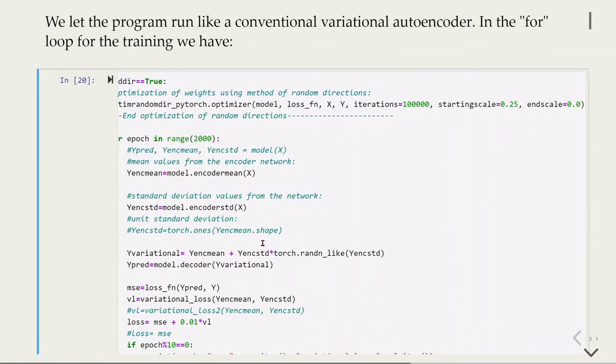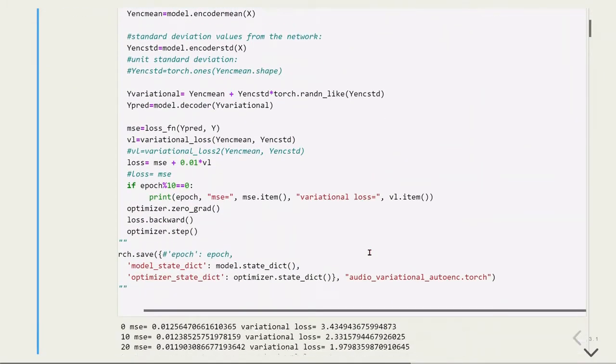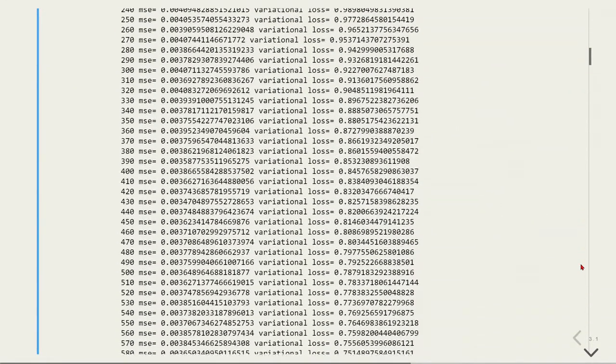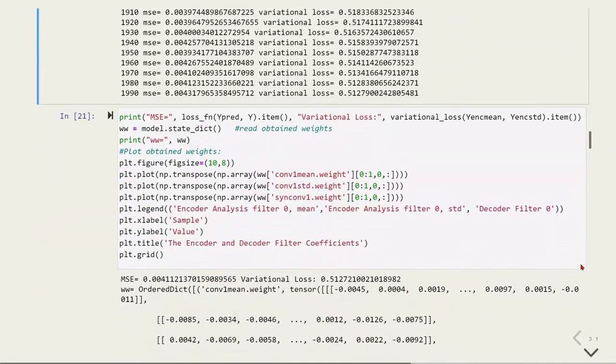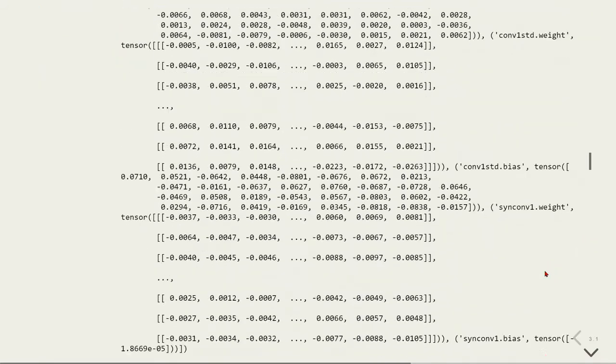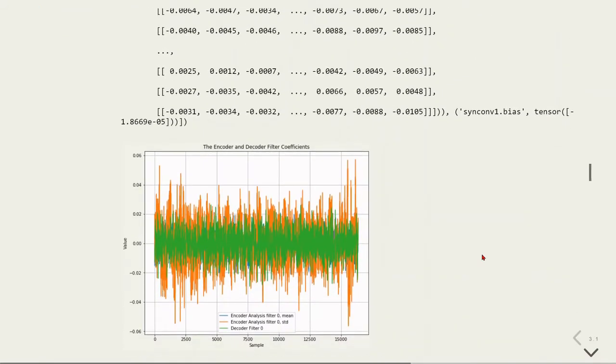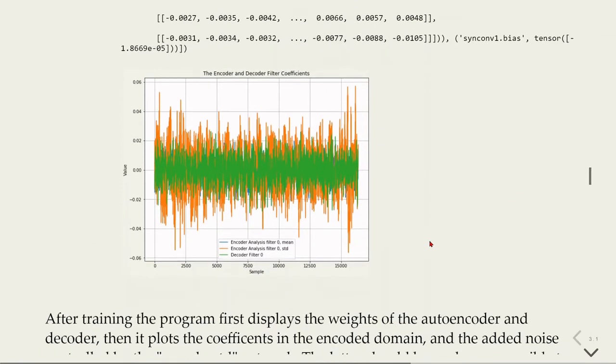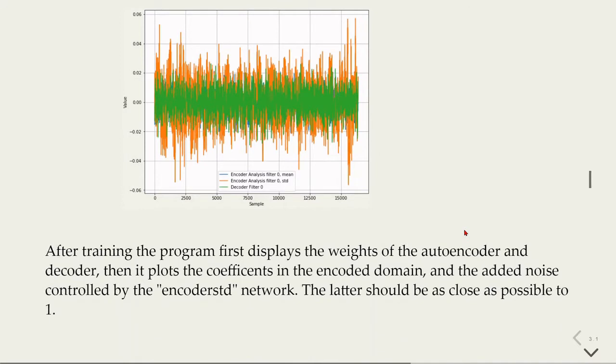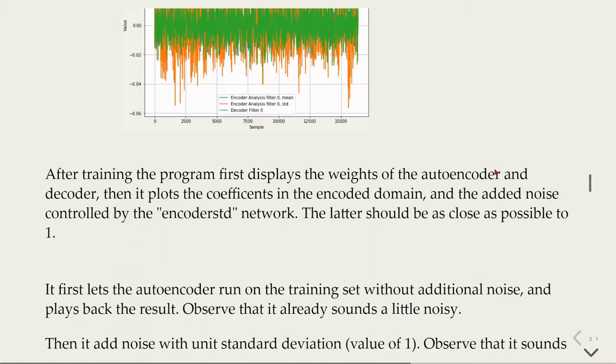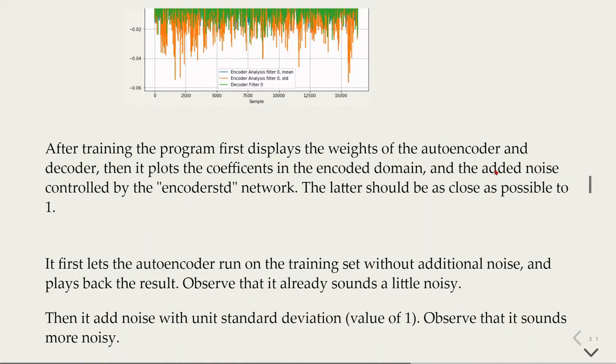Then we are multiplying the standard deviation by this function rand, like we've seen before, and we add to the y encoder mean, this is the y variation. Then we apply the decoder model to this y variation, and we get our y predictions. So we train our model. After training, we have here our weights, and we have the plots of the encoder and the decoder filter coefficients. We have the coefficients in the encoder domain, and then the added noise controlled by the encoder STD network.